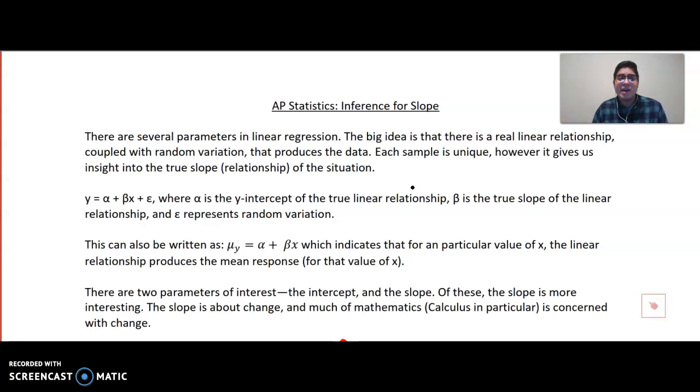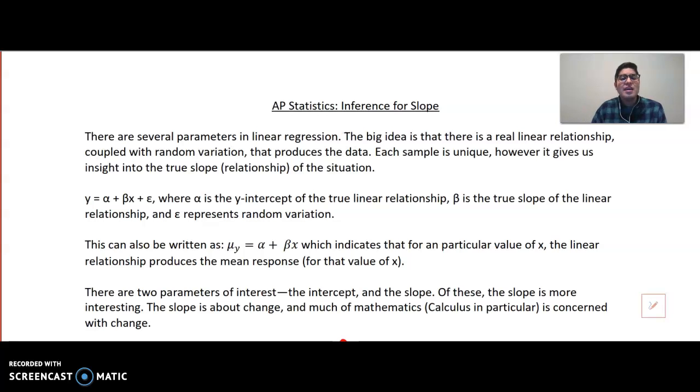Now, we use the line y equals alpha plus beta x plus epsilon. So you're going to learn some Greek in this course, where alpha is the y-intercept of the true linear relationship. Note that this is not the same alpha that is our significance level when doing hypothesis testing. This is just the true y-intercept. Beta, not our type 2 error, but the true slope of the linear relationship. And epsilon represents random variation, and this can be due to human error or just the natural error that exists in the universe.